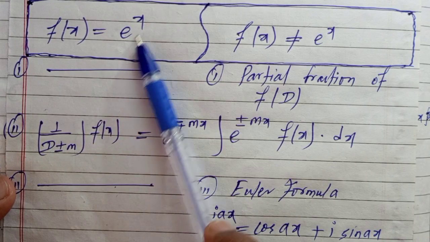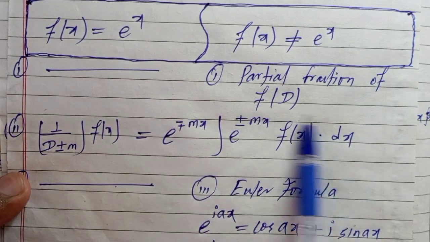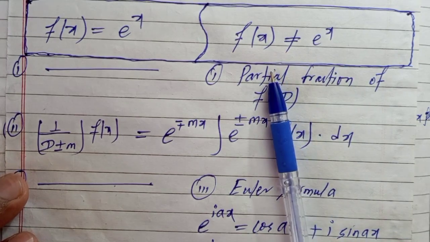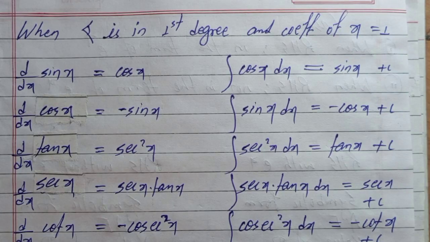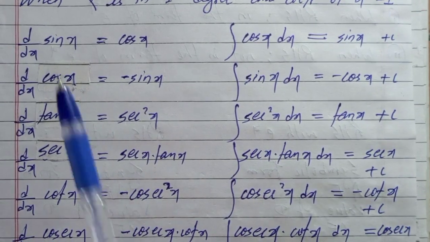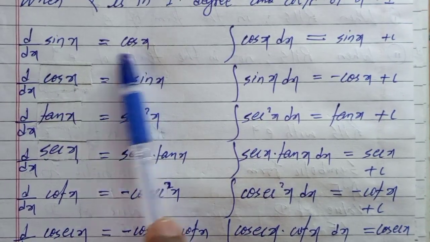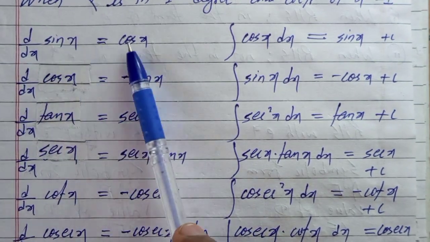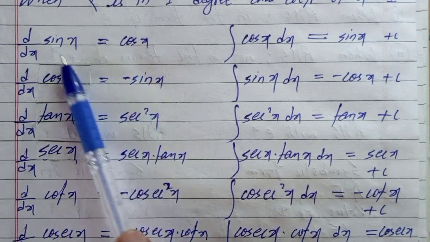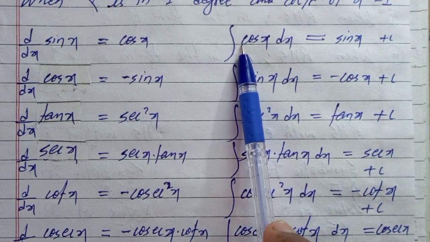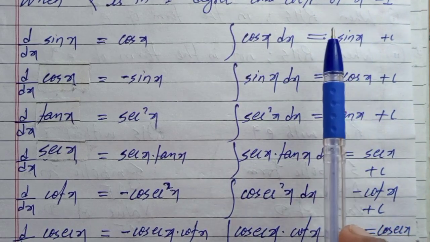If there is a function of e to the power x, then we are going to use just one formula, this. But if there is no function of e to the power x, then we are going to use these three steps. And in this general method, we are going to need some formulas of derivative and antiderivative. And we know if cos x is the derivative of sine, then sine x will be the antiderivative of cos x. Like this, the derivative of sine x is cos x, so the antiderivative of cos x is sine x. It's just going to be reversed.